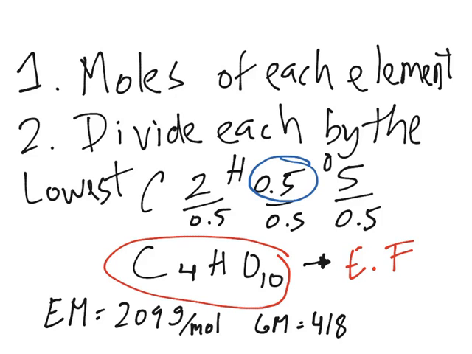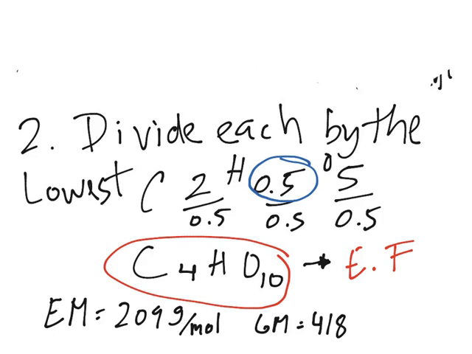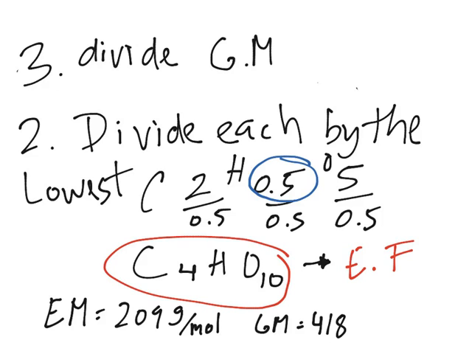So you will divide. Let me erase this part. The third step would be to divide the given mass over the empirical mass. So it will be like this.